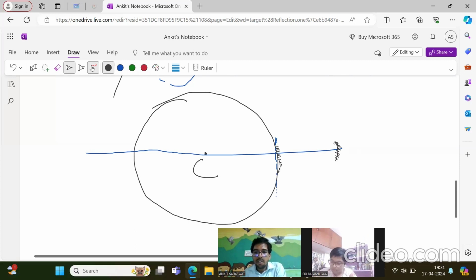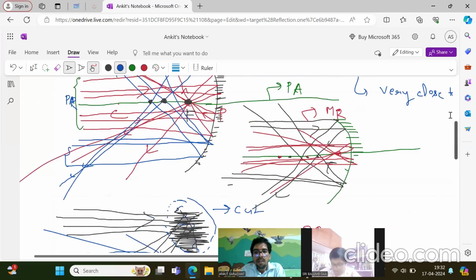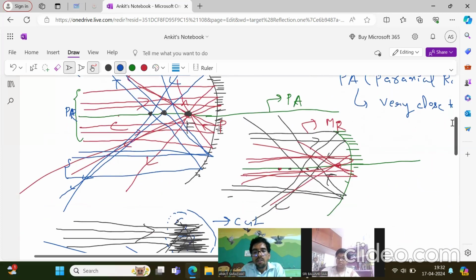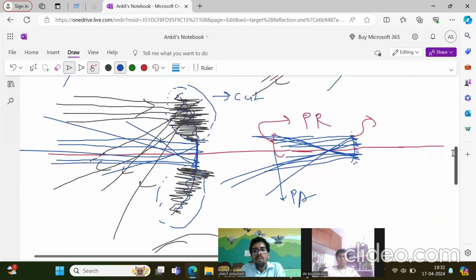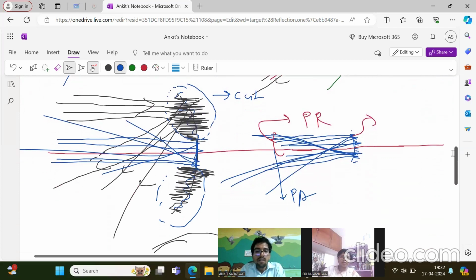This aperture must be small in order to avoid marginal rays, MR. See, this is the aperture. Now what are marginal rays? Already I have explained: the rays which are far away from the principal axis. The rays which are closer to the principal axis are known as paraxial rays.